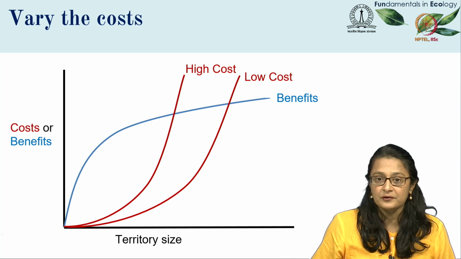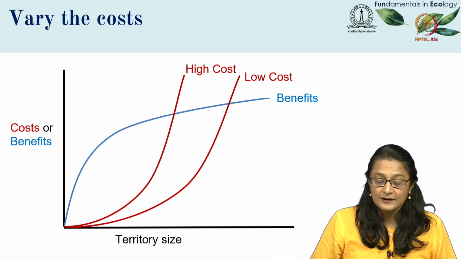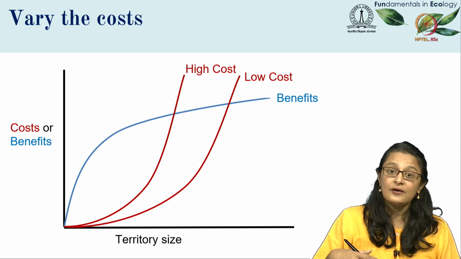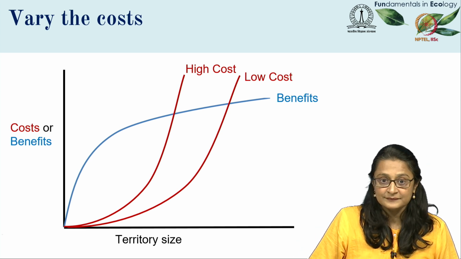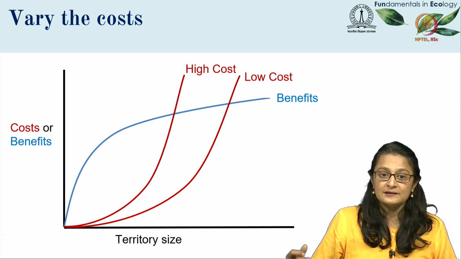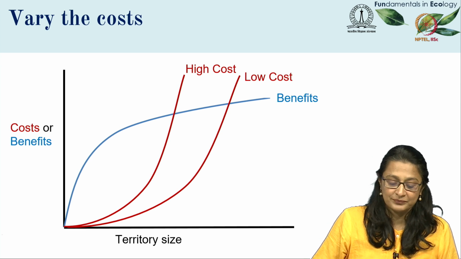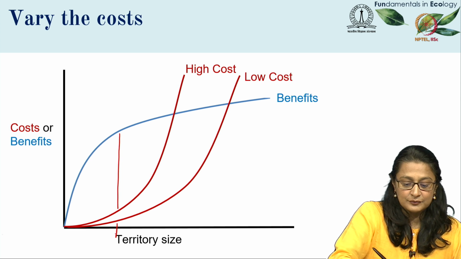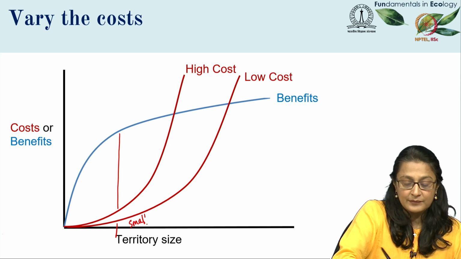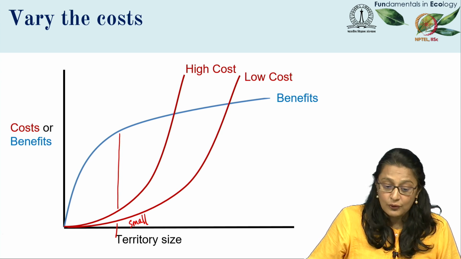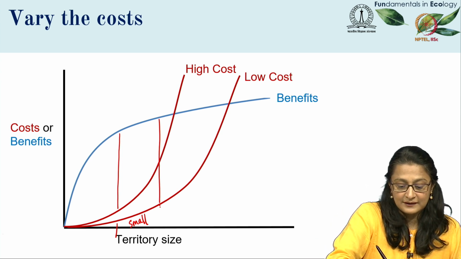We can also vary the costs. By keeping the benefits the same, we can have territory defense either be easier, which is a low cost, or it can be harder, which is a high cost. And again, we can predict what a forager should do in terms of how big the territory needs to be. So in an environment that has a high cost, territories should be small. And in environments where the cost to territory defense is low, territories can be large.